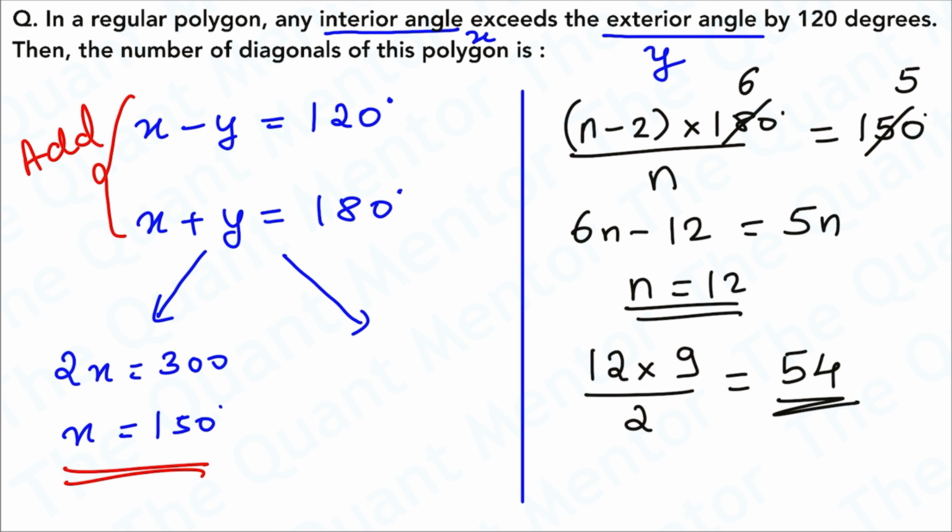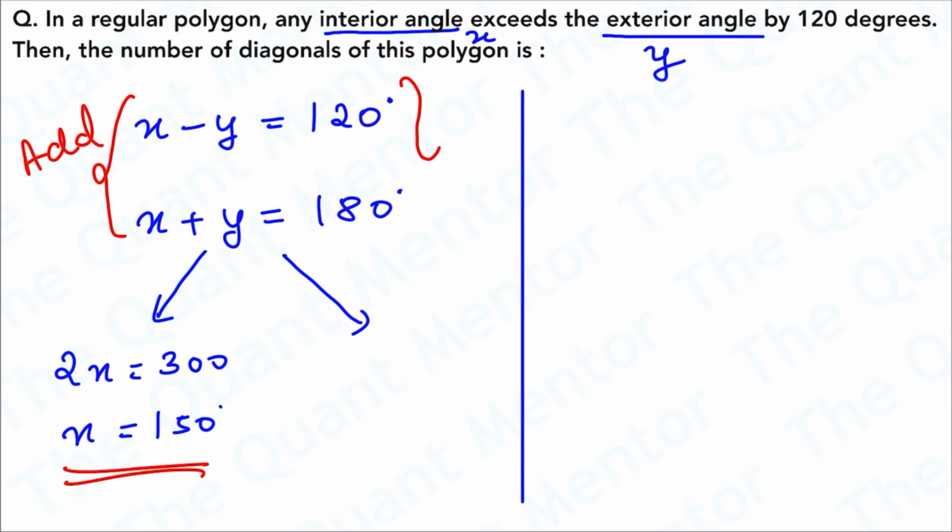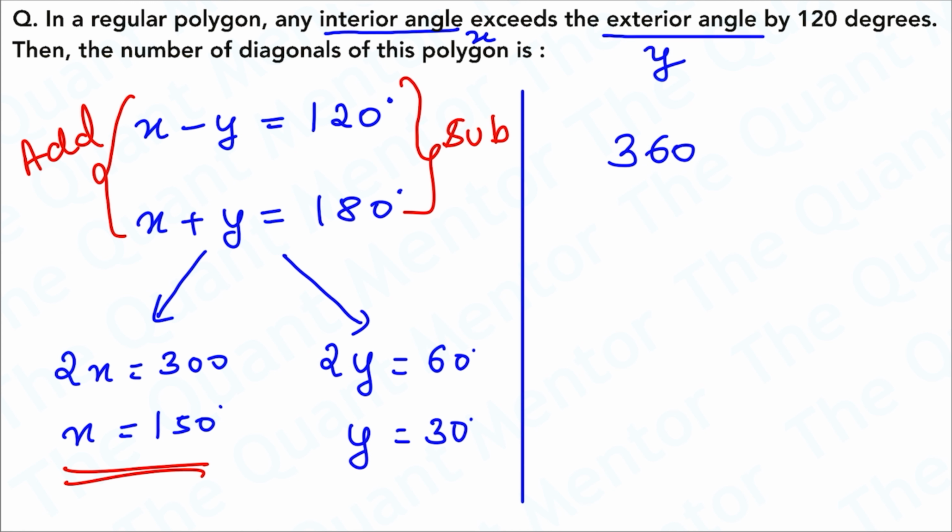Now let's look at the other way, a slightly simpler way in which I'll subtract these two equations. On subtracting these two, I land up with 2y is equal to 60 degrees, or y is equal to 30 degrees. So y means the measure of each exterior angle of this regular polygon. And for regular polygons, we know each exterior angle is 360 degrees divided by n. This we have found as 30 degrees. So very instantly you'll end up with n is equal to 12.